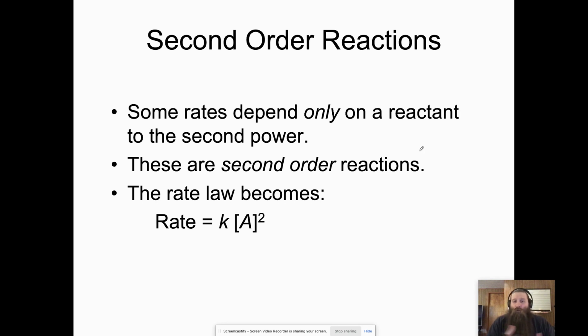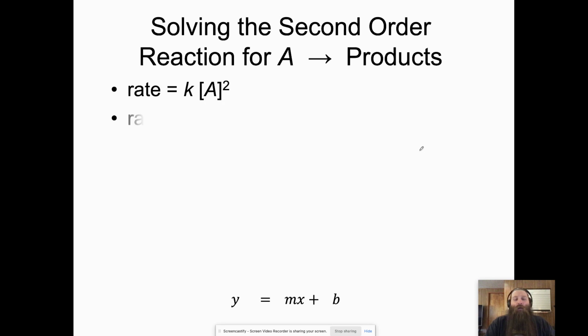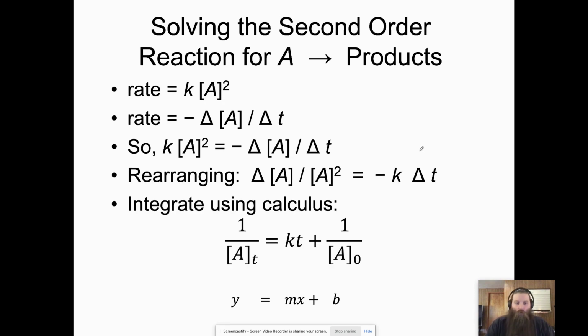And those are called second order reactions. So here the rate law would be K times the concentration of A raised to the second power. Now we're going to do the exact same thing that we did before, and we're going to get an integrated rate law. And so for second order, we want to know this, and we want to know how it lays with y equals mx plus b.